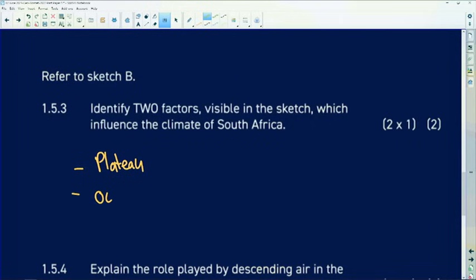Then again, ocean currents, I forgot to mention that because we looked at our diagram. We have the warm Mozambican current and the cold Benguela current. The Benguela current creates cool, dry conditions, the Mozambican current warm, moist conditions. Latitude, and we can mention altitude.